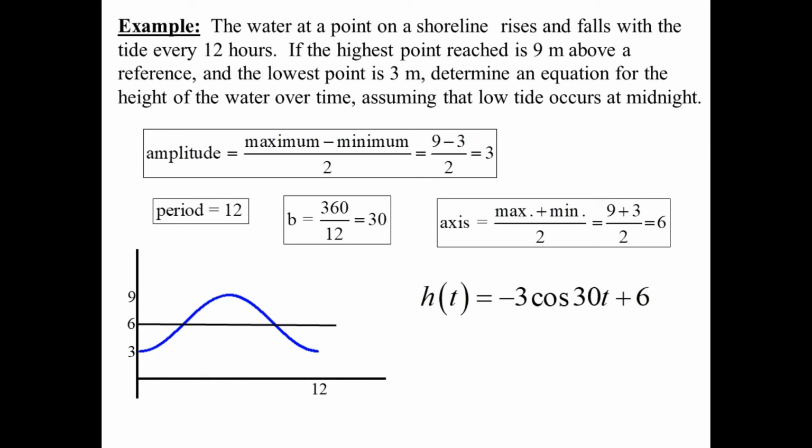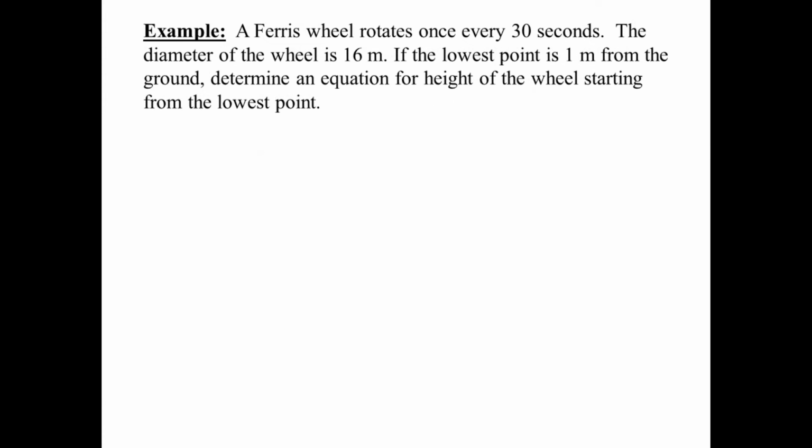Let's go again on another one. Example. A Ferris wheel rotates once every 30 seconds. The diameter of the wheel is 16 meters, and the lowest point is 1 meter, so that people can get on. So it comes down, and it reaches not quite the ground, 1 meter above the ground. Determine an equation for the height of the wheel, starting again at the lowest point. So away we go.